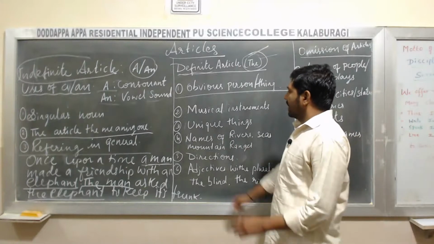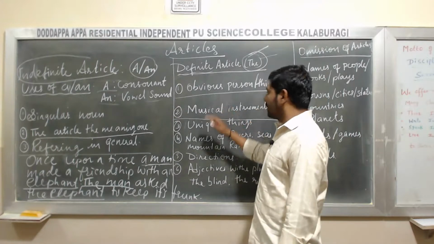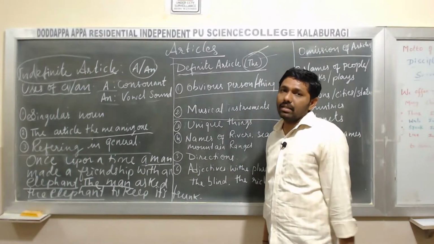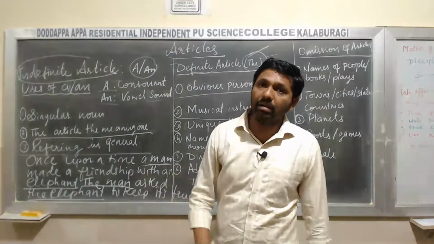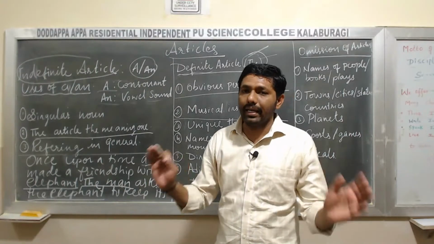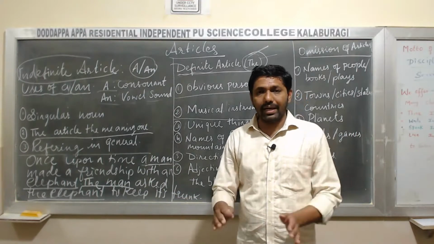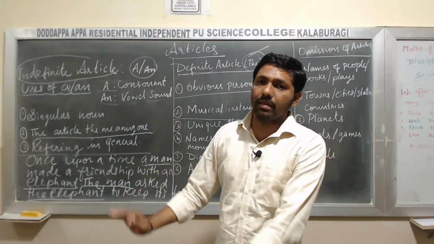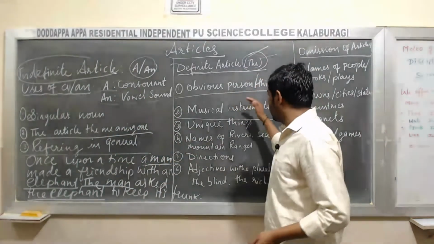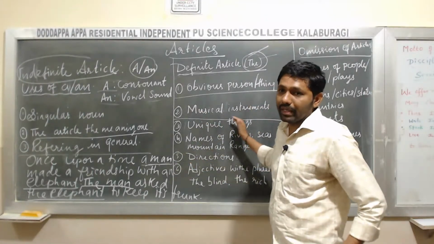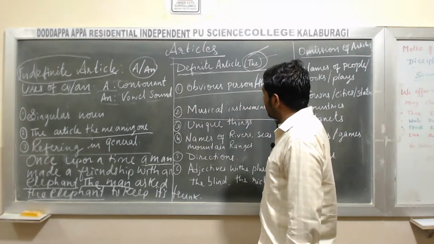Now coming to the next: with which nouns should we use articles? The first one is musical instruments; we should use the article "the". We should not address any musical instrument without "the" in English. I cannot say "he is very good at tabla." No, it is "he is very good at the tabla." He is a good pianist. We should say the tabla, the piano, the harmonium. With musical instruments, we should compulsorily use "the".